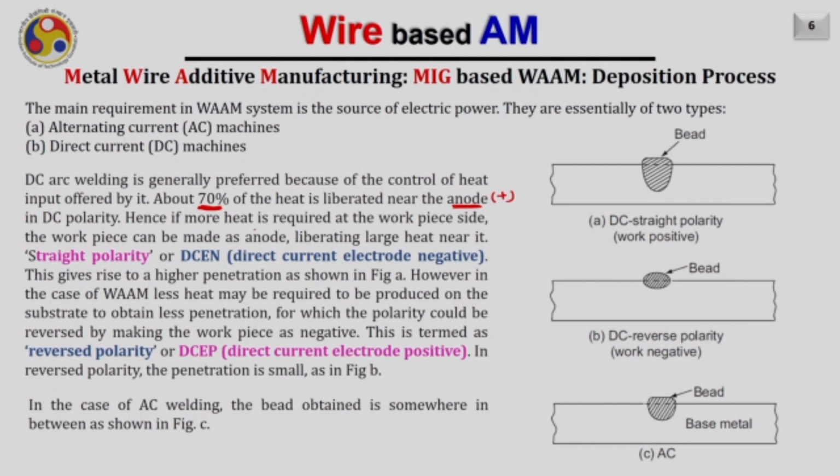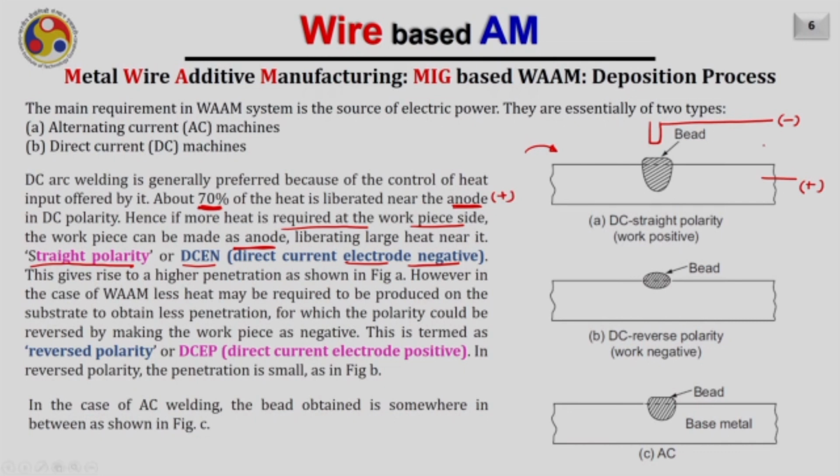Hence, if more heat is required at the workpiece side, then the workpiece can be anode, and it is also called as straight polarity, we know that, or in other words, it is also called as DCEN, direct current electrode negative. In that case, let us consider this case here. There is an electrode, and this electrode is connected with the negative polarity, DCEN, right? Direct current electrode negative, and the substrate is positive, that is anode.